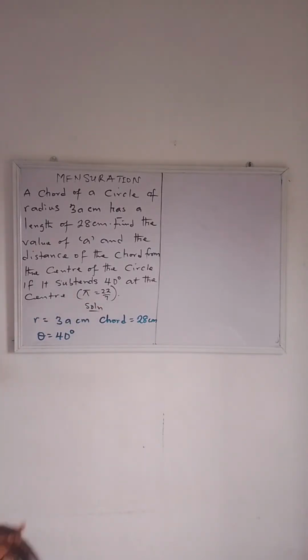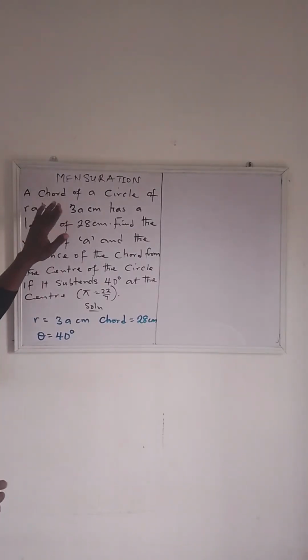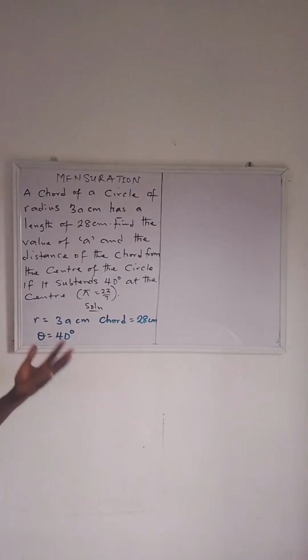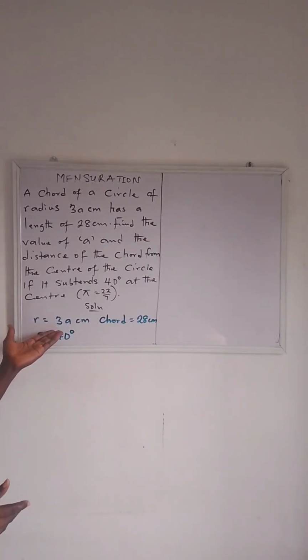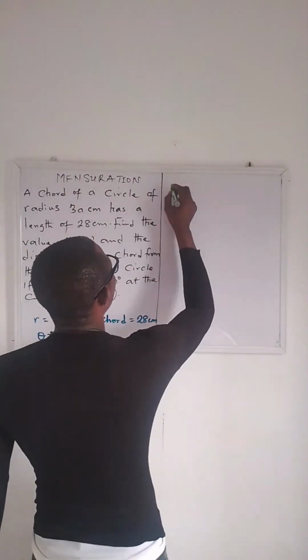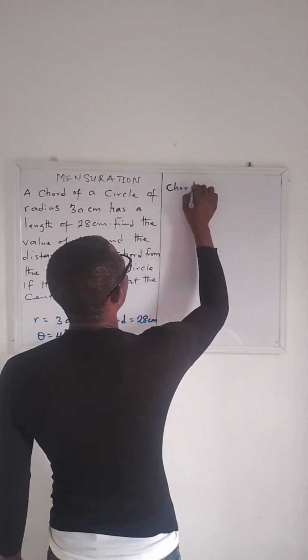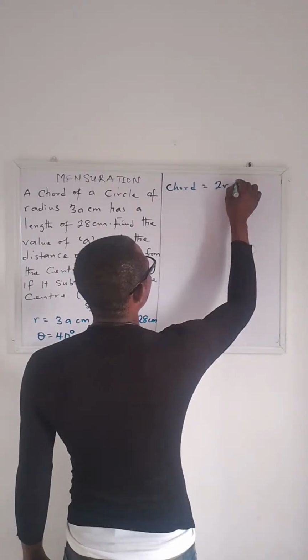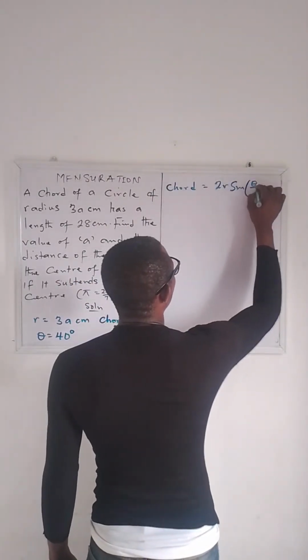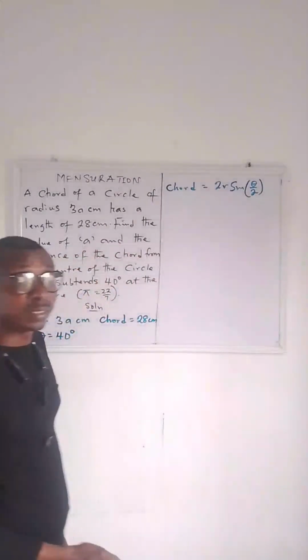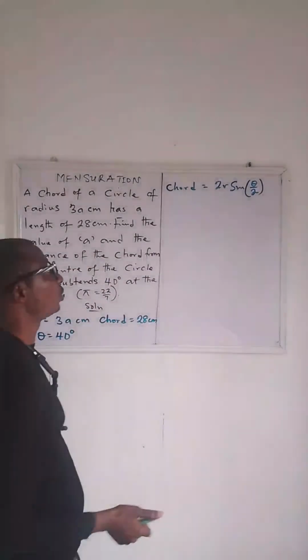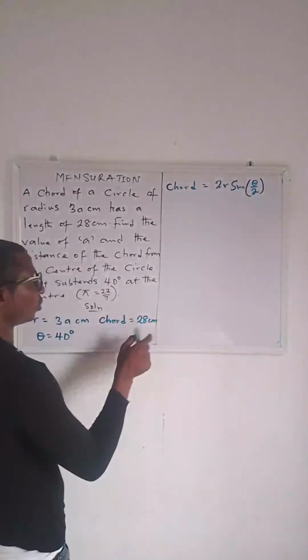Okay, so now how do we go about this? Now look at the information given. We are given the length of the chord, so I'll begin to think of a formula for finding the length of a chord that will help me get something out. So let's try this. We say length of chord equals 2r sine theta over 2. Do you still remember this formula? Okay, good. So the length of chord has been given to be 28.